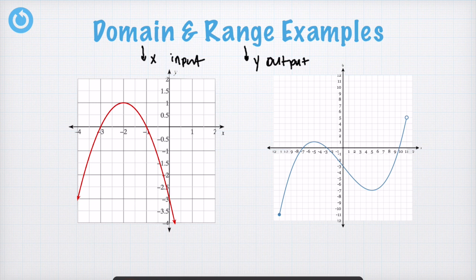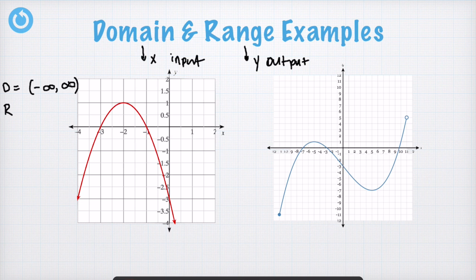So our domain here starts at negative infinity, and we're going to go from smallest to biggest. So we're going to go from negative infinity, and this other arrow is going all the way down to positive infinity, because you notice that we're going to keep going this way. So our domain for this one is from negative to positive infinity.